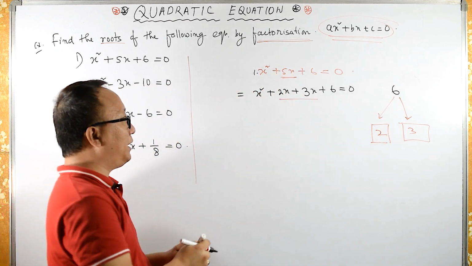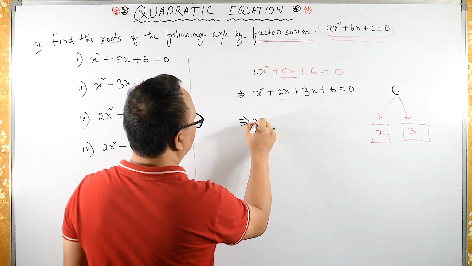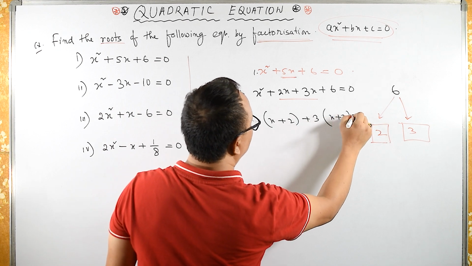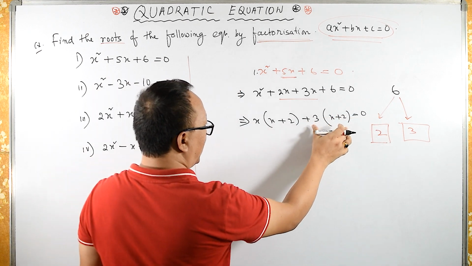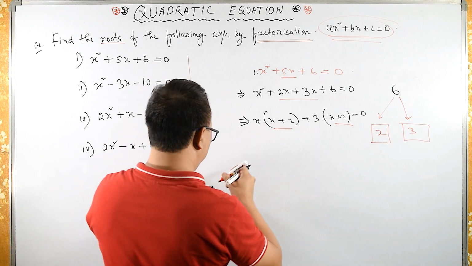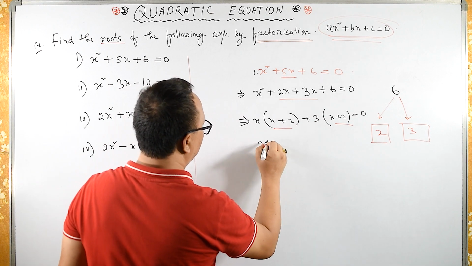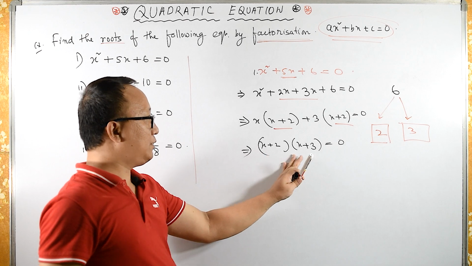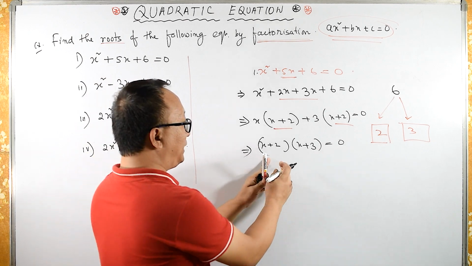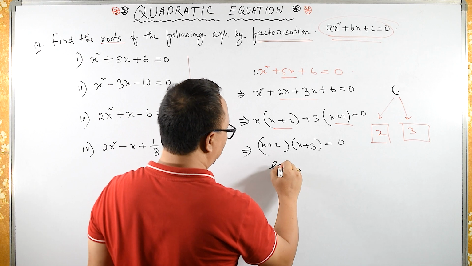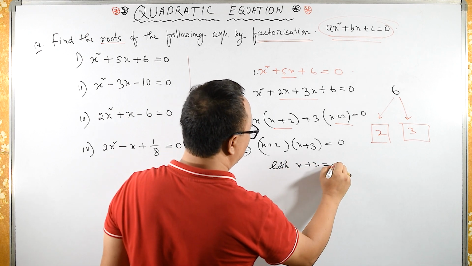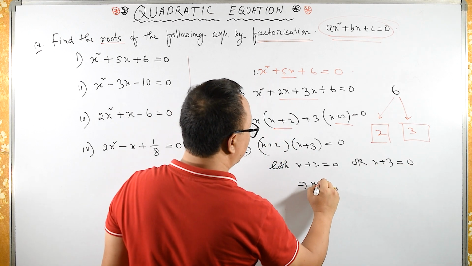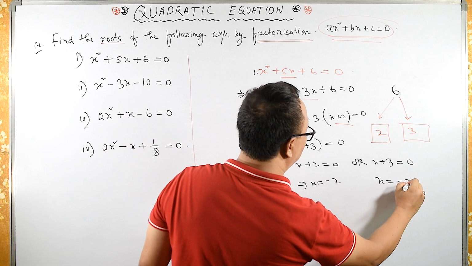Now from here, I can take x common. If I take x common, x plus 2, plus 3 common, x plus 2 equals to 0. Again, I can take x plus 2 common, then it will be x plus 2 into x plus 3 equals to 0. This into this equals to 0 means either x plus 2 equals to 0 or x plus 3 equals to 0. It implies x equals to minus 2 or x equals to minus 3.